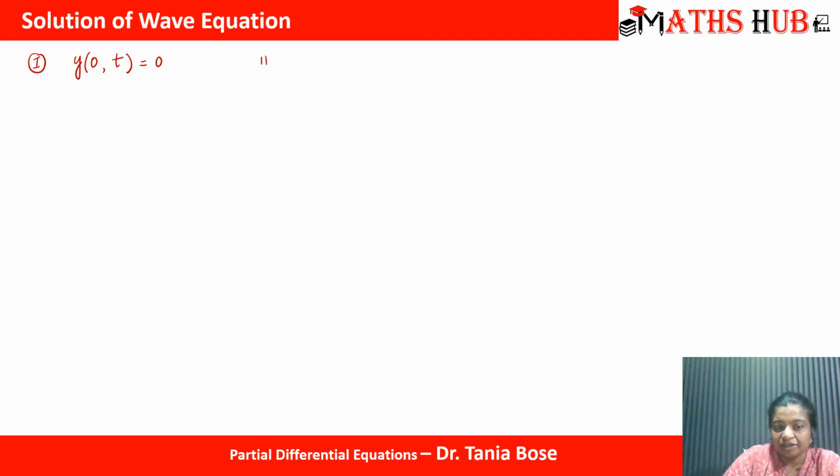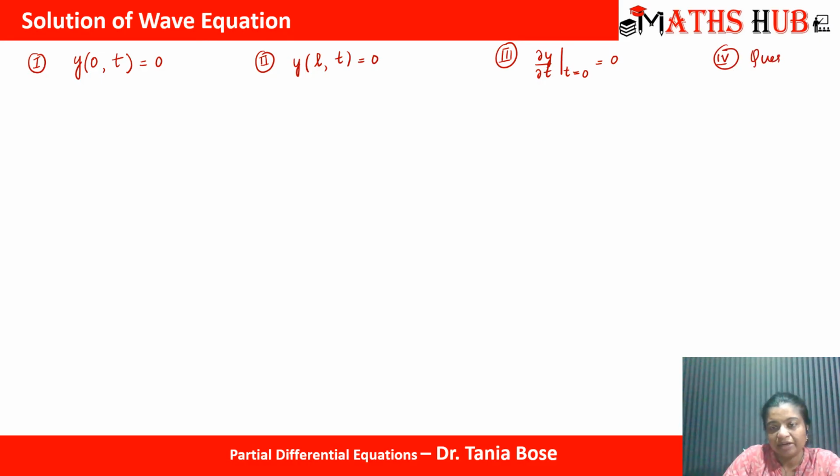What is the second condition? The second condition is at the end point. When the string attains length L, then also what is the displacement? We have fixed it at the x-axis, so the displacement is 0. And what is the third condition? The third condition is at the initial velocity del y by del t at t equal to 0. Initially, it is also equal to 0. We got three conditions. The fourth condition will be provided to you in the question, right? So that depends upon the particular question.